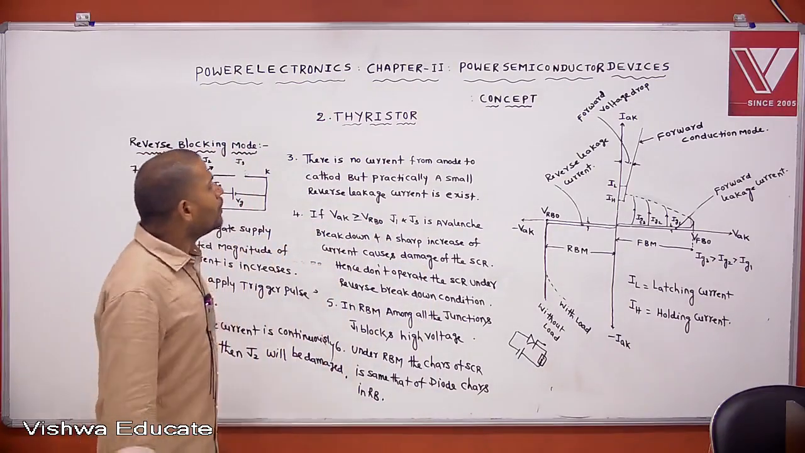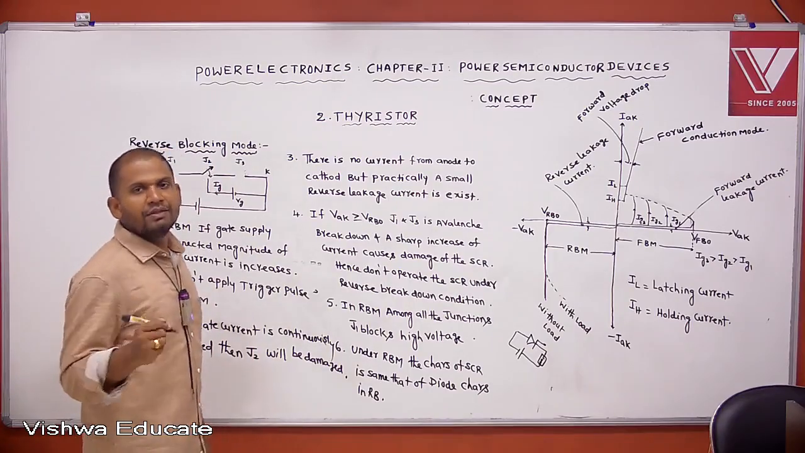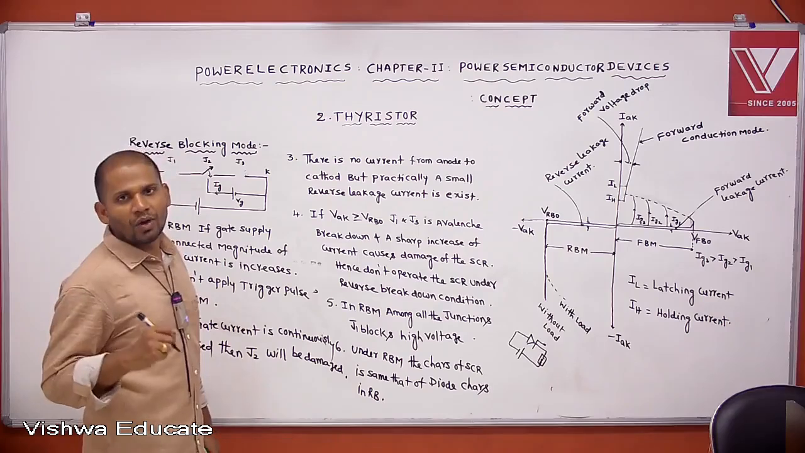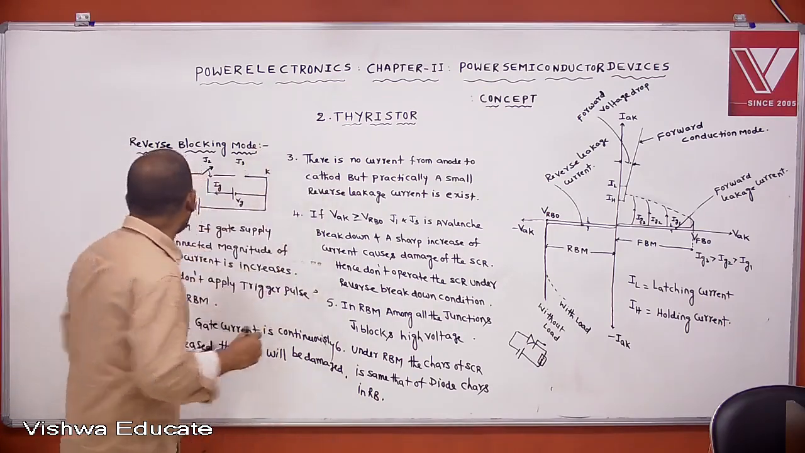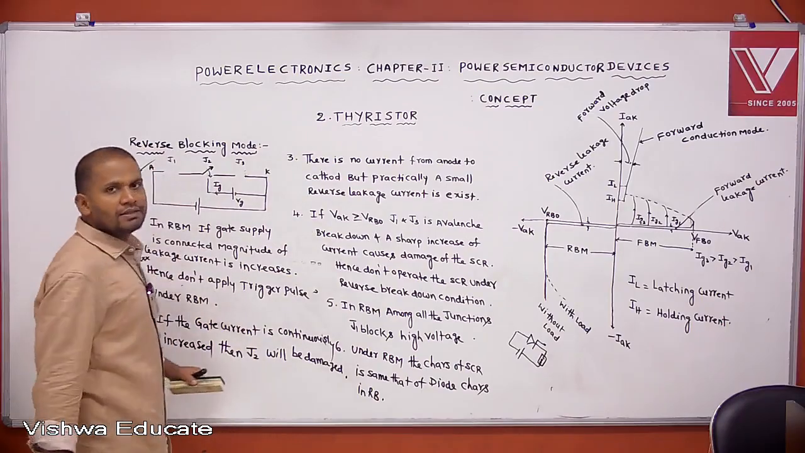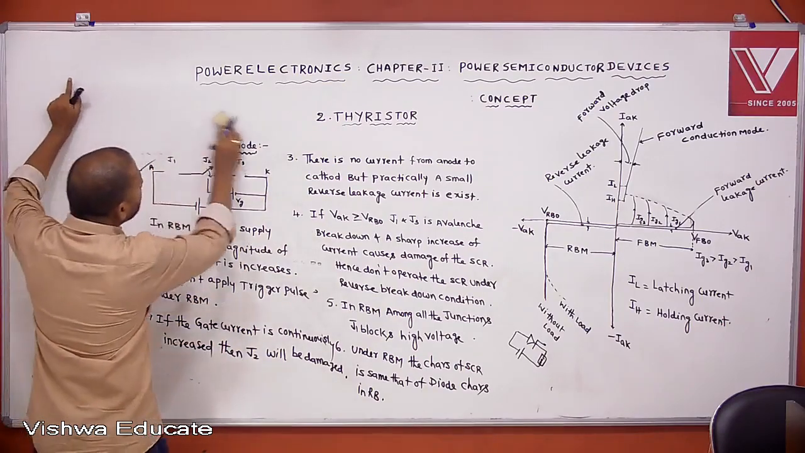Now we'll see the forward blocking mode of operation of SCR, and what the observations are from it. This I discussed up to now: all these seven points are under reverse blocking mode. Now we concentrate on forward blocking mode of operation.